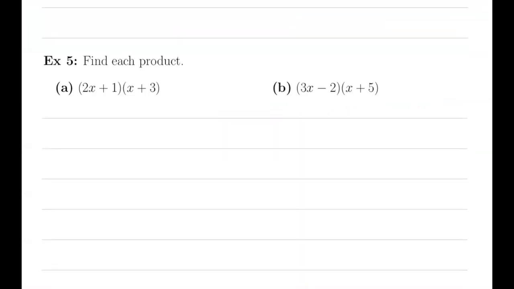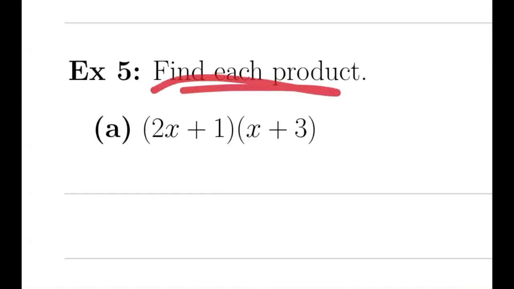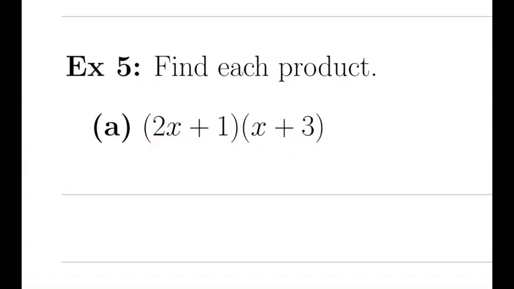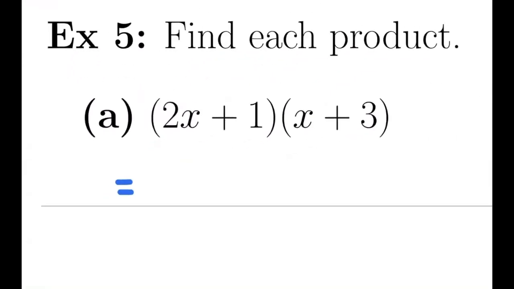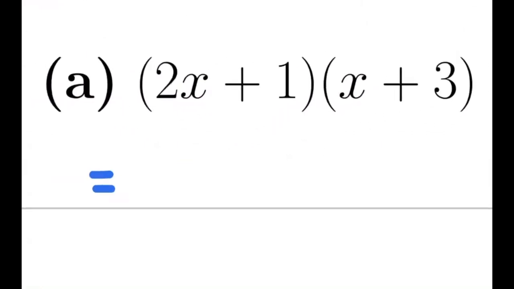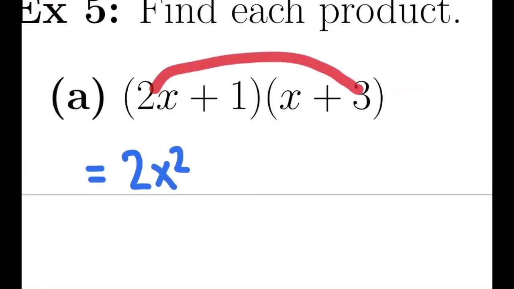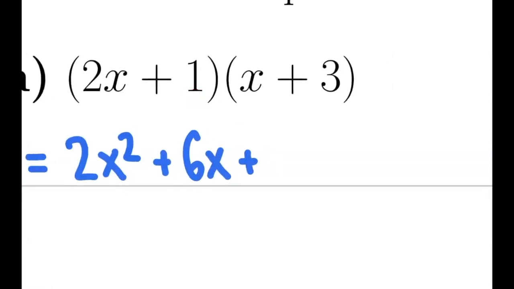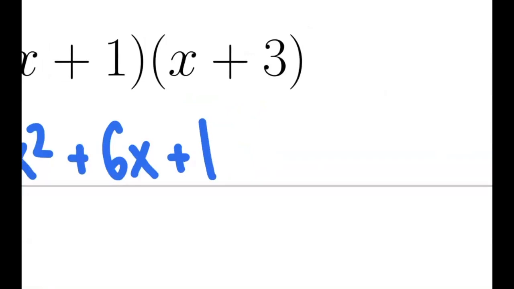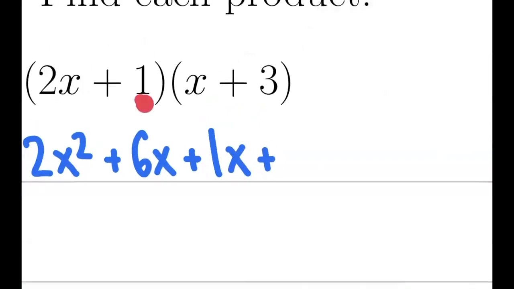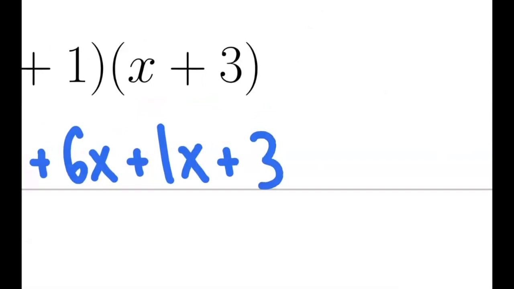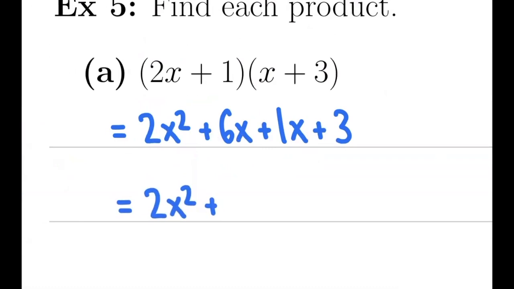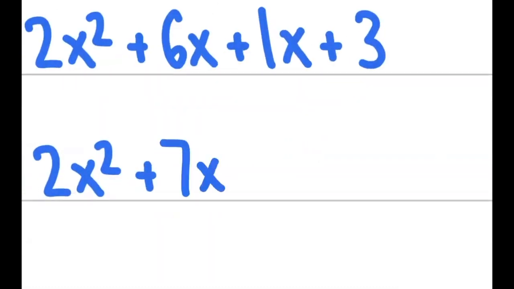All right, now let's go back to the FOIL method. Find each product. We have 2x plus 1 times x plus 3. So again, we're going to use the FOIL method here. First is 2x times x, that's 2x squared. Outer is 2x times 3, which is 6x. Inner is 1 times x. I'll just write out the 1 to make it very clear. And last is 1 times 3, which is 3. As usual, you can combine the middle terms and you'll get 2x squared plus 7x plus 3.